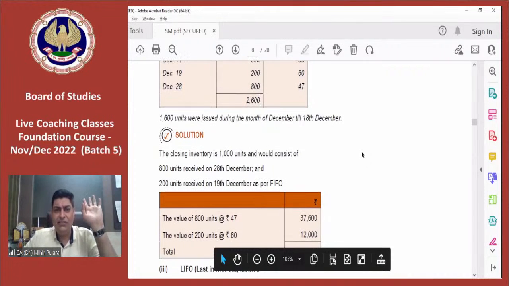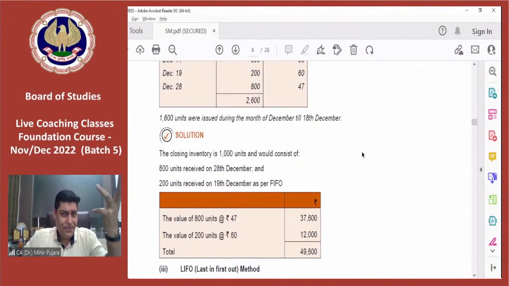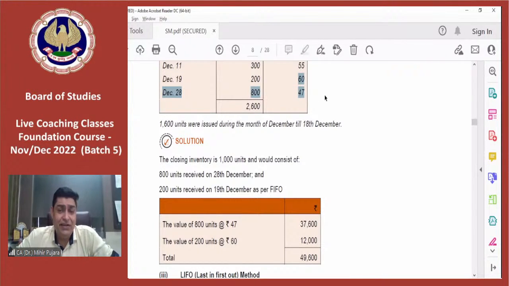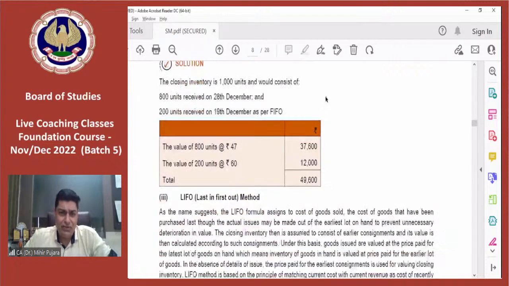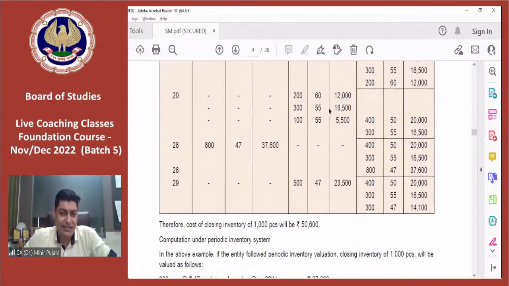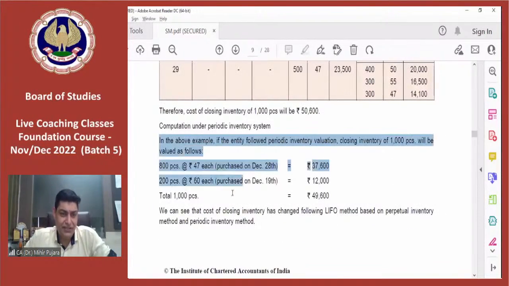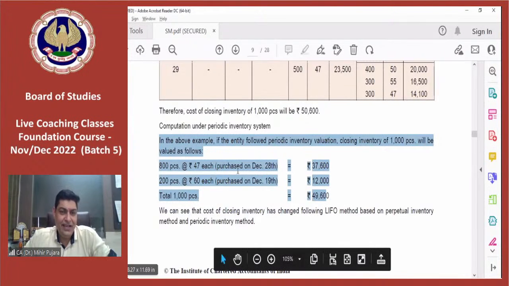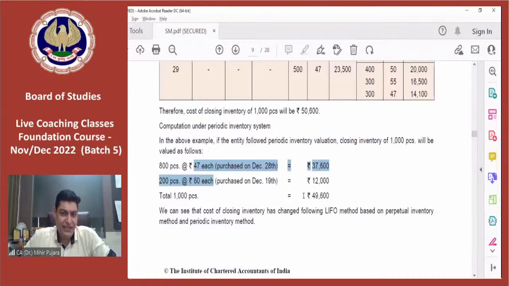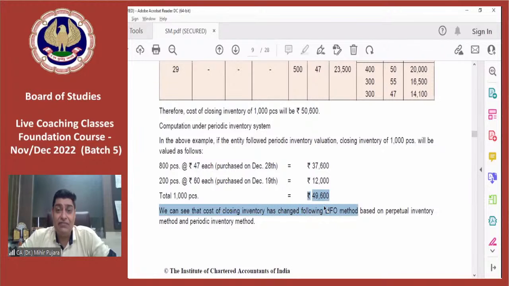So 1000 is closing stock, and the logic is that we can say, sir, I understand my last purchases will be in stock. We are assuming. We don't have any register, we don't have any ledgers, but we'll assume. So if you don't prepare this type of registers and ledgers, then you have only one option: my 1000 will include my latest two purchases, and therefore the answer will be like FIFO, 49600.